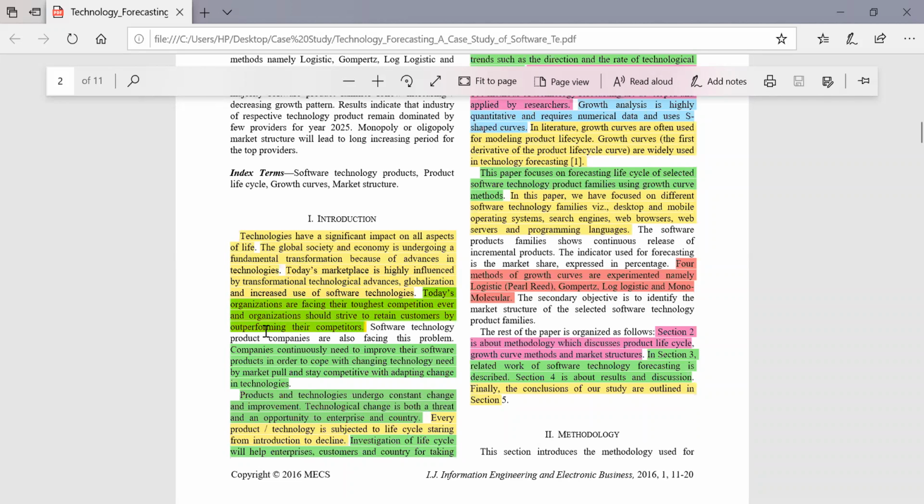Then only they can overcome the performance of their competitors. So software technology product companies are also facing this problem. It is not only the organizations manufacturing the latest innovative products that are dealing with the technological aspects. No, apart from that, the software people who are developing software are also facing this problem.